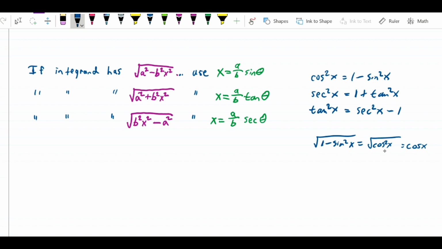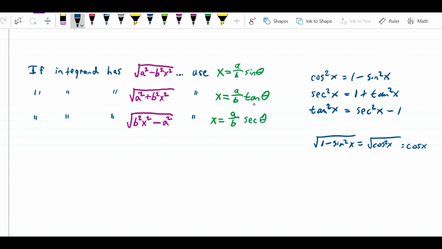So the rules that come from that are if we start with an integrand of the form a squared minus b squared x squared, then use the substitution x equals a over b sine theta. And if you look at the second one, keep in mind a and b are just constants, x is the only variable here. So if I have the square root of a squared plus b squared x squared, then I want to use the substitution x equals a over b tan theta.